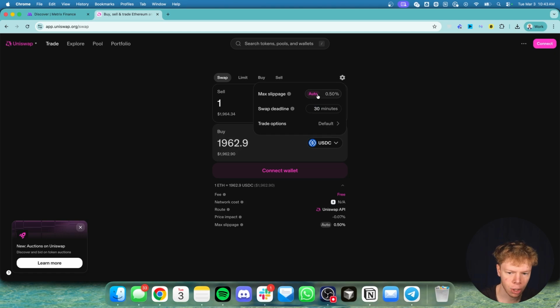Now there are some settings over here where you can adjust the max slippage. I recommend putting this at auto. Same thing with swap deadline. It's set at 30 minutes, but if you need to push a transaction through, you can put this lower. I've never had a transaction that takes longer than 2 minutes on Uniswap.